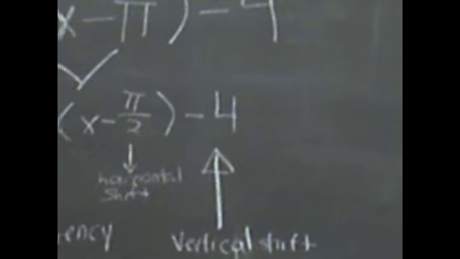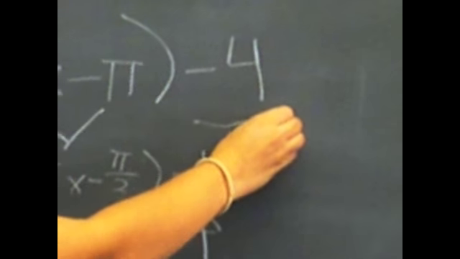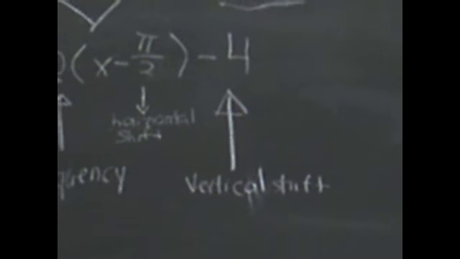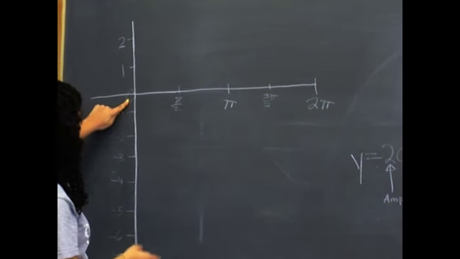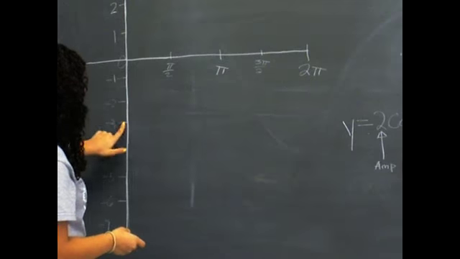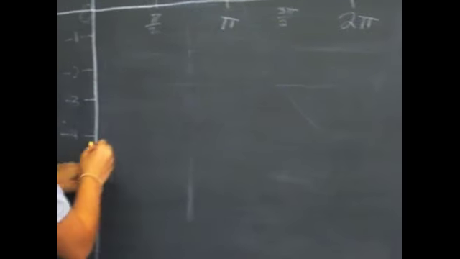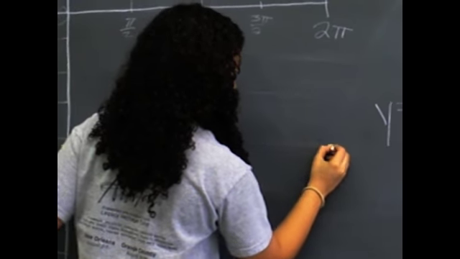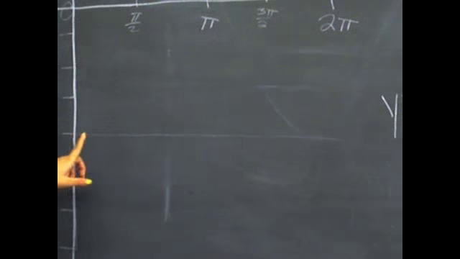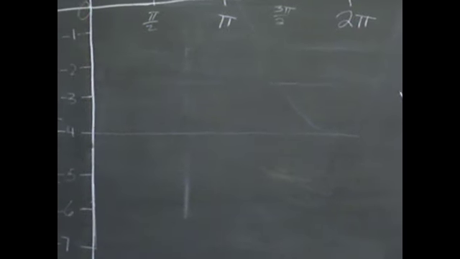Vertical shift is very important. It tells you where to start your graph. In this case, negative 4 is your vertical shift, meaning you're going to go down 4 points on your y-axis, and you're going to have negative 4 be your starting point. What I like to do is draw a dull line so that you know that this is your starting line, and it's going to help you when you're actually plotting the points.